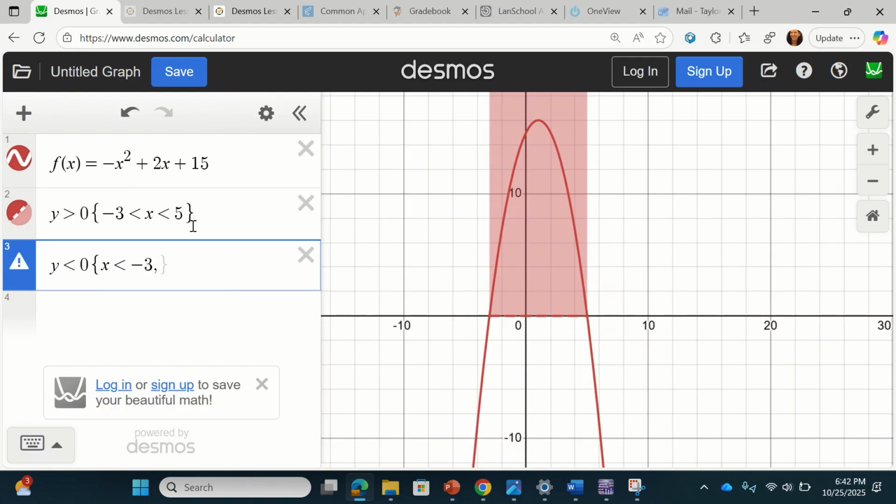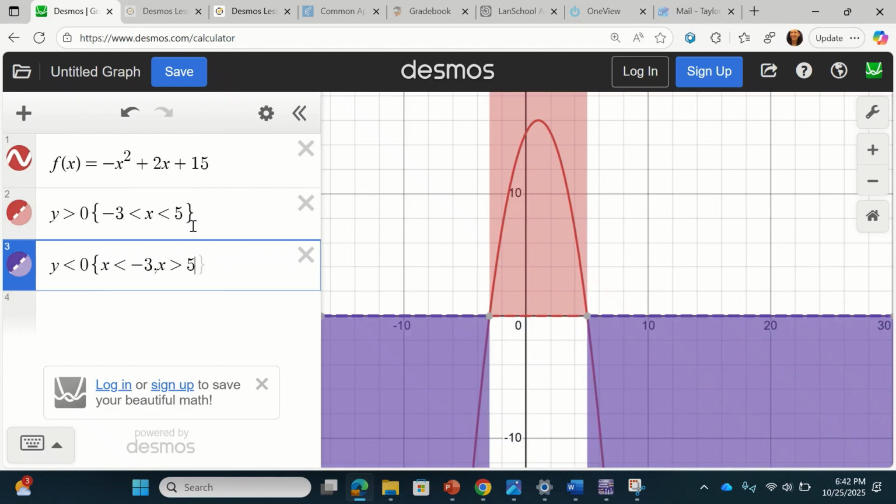And the word we would use there is "or," not "and," because x can't be less than 3 and also greater than 5, but either or of those. So x is either less than 3 or x is greater than 5. So I'll type in x is greater than 5, and there we have it.